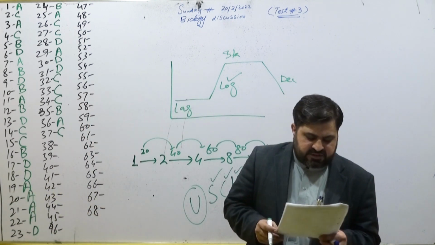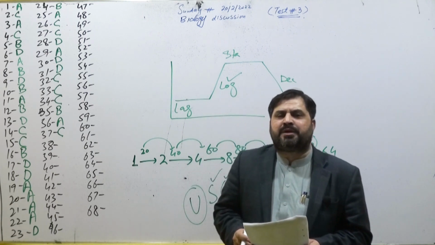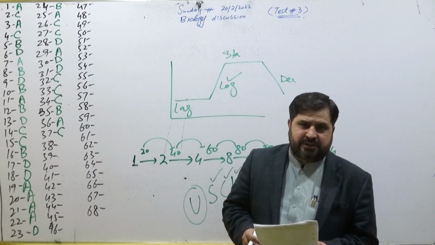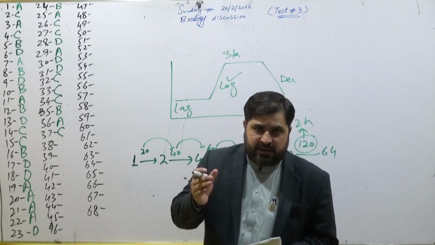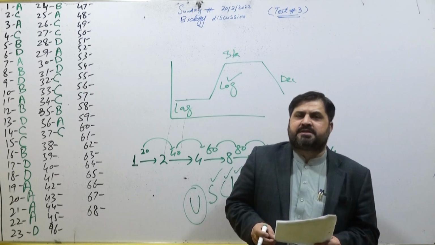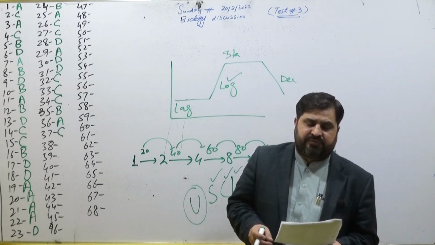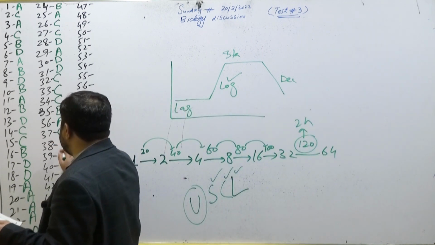Coming toward MCQ number 38, which one of the following is present in the gut of termites? Termites feed on wood. They have the ability to digest the cell wall, which has cellulose, by secreting the enzyme cellulase, but this cellulase enzyme is produced by Trichonympha for the termites. So that's why option A is correct.